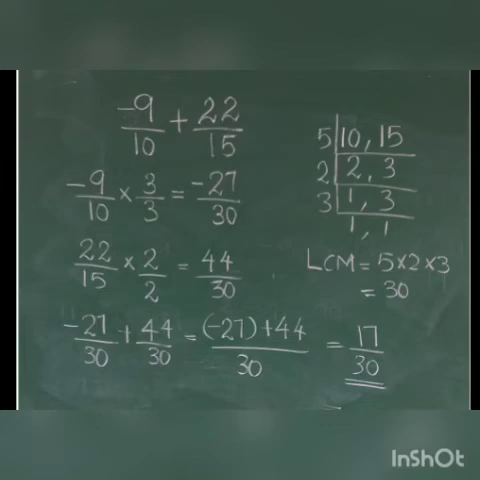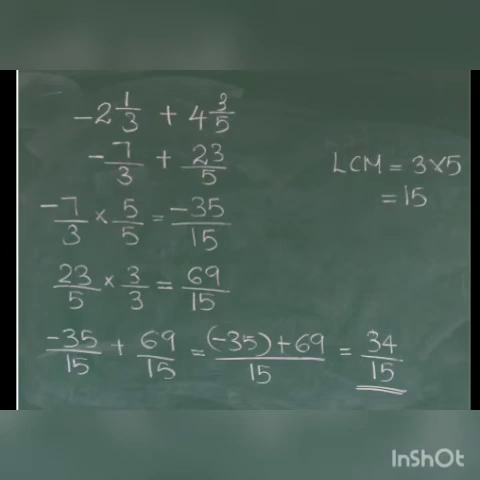Next example, negative 2 1/3 plus 4 3/5. Here you have mixed fractions. You know how to add two mixed fractions, isn't it? Convert the given mixed fraction to what? Improper fraction. That is the apt method. Whenever you are getting a mixed fraction, convert it into an improper fraction. How are you converting? 3 into 2, 6. 6 plus 1, 7. 7 by 3. Here 5 into 4, 20. 20 plus 3, 23 by 5.